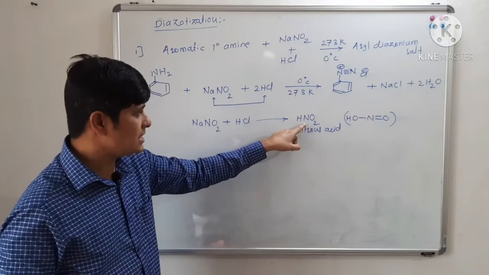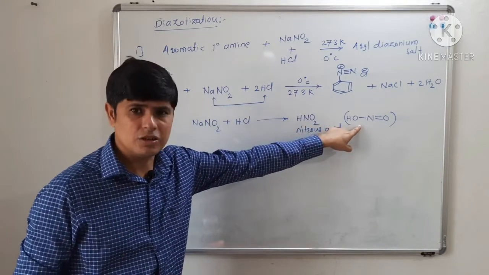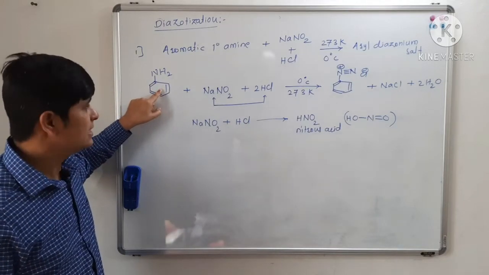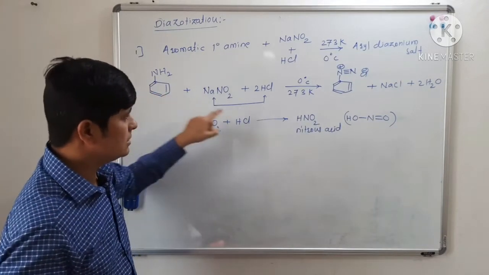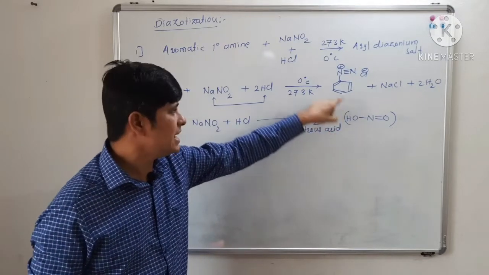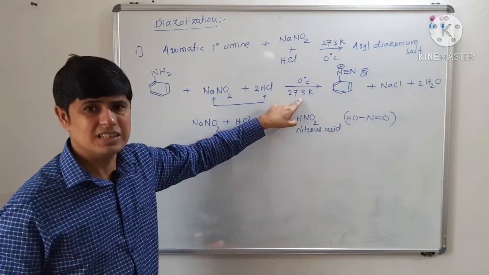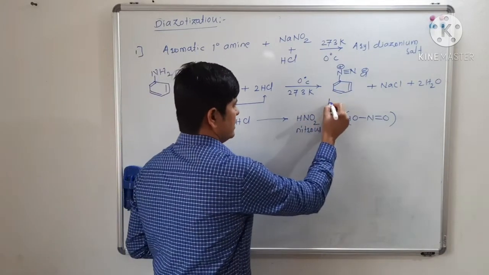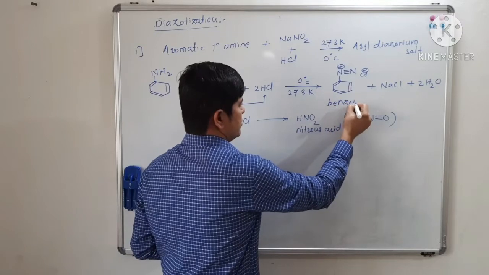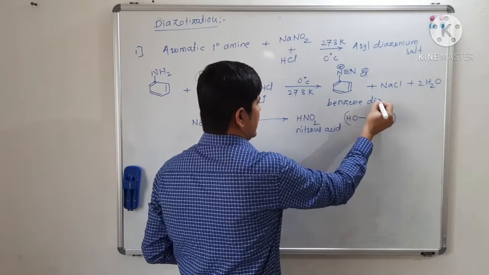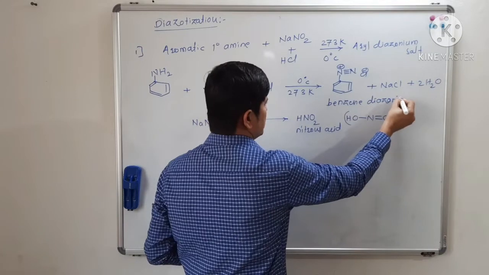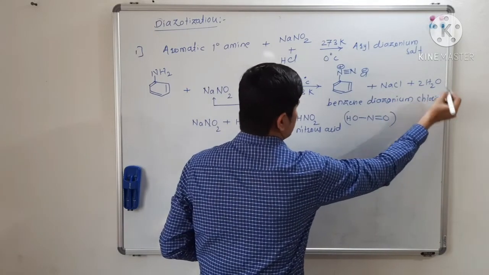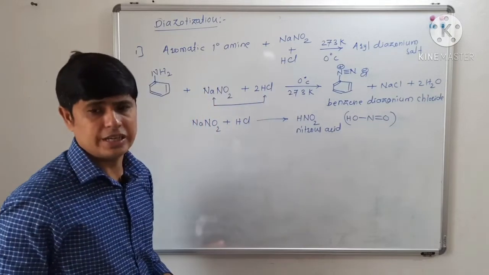So this is the structure of nitrous acid. It will react with aniline, and aniline on reaction with nitrous acid at 0 degrees Celsius or 273 degrees Kelvin will give benzene diazonium chloride. So this is a diazotization reaction.